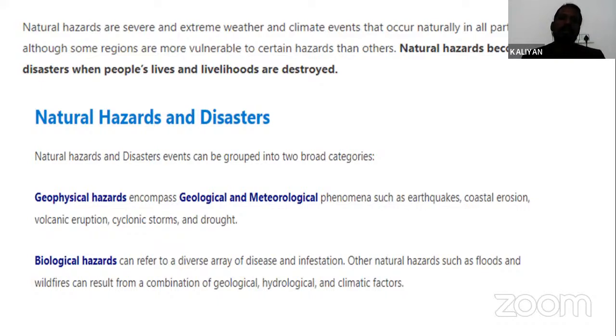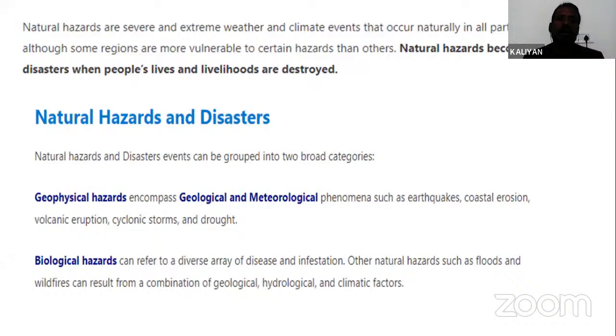A hazard becomes a natural disaster when people's lives and livelihoods are destroyed. And there are two broad categories of natural hazards. One is geophysical and biological. Geophysical hazards are earthquake, coastal erosion, volcanic eruption, cyclonic storm, and drought.